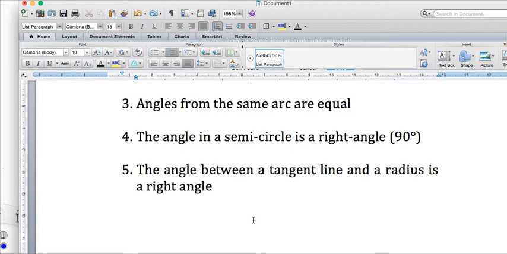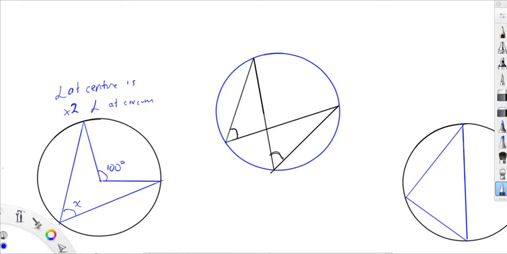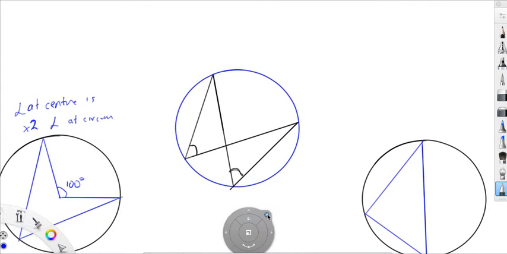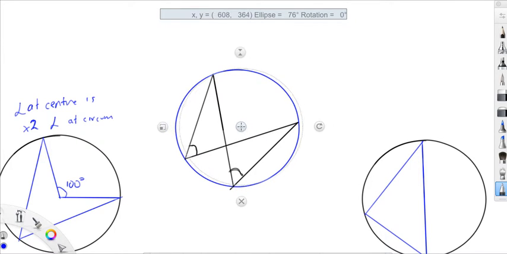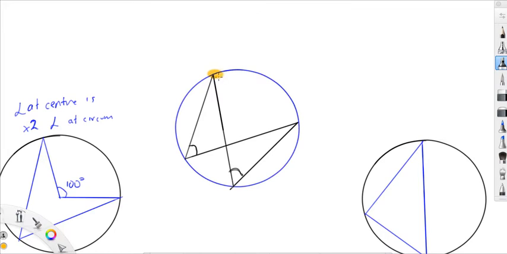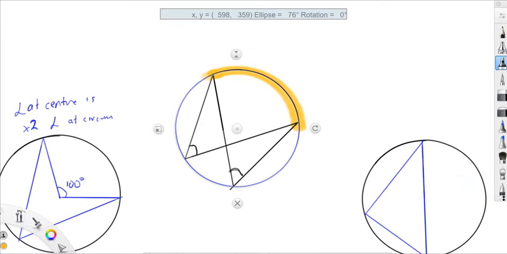Rule number 3. Angles from the same arc are equal. So, if you look at this circle here, we all know what the circumference is. The arc of any circle is basically a portion of the circumference. So, I'm just going to show something to you. That arc there.